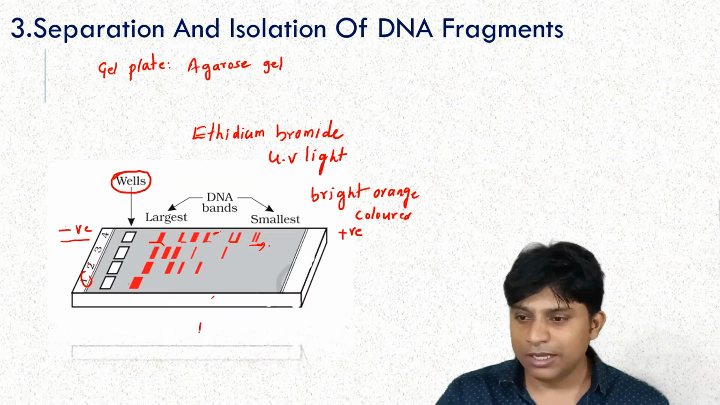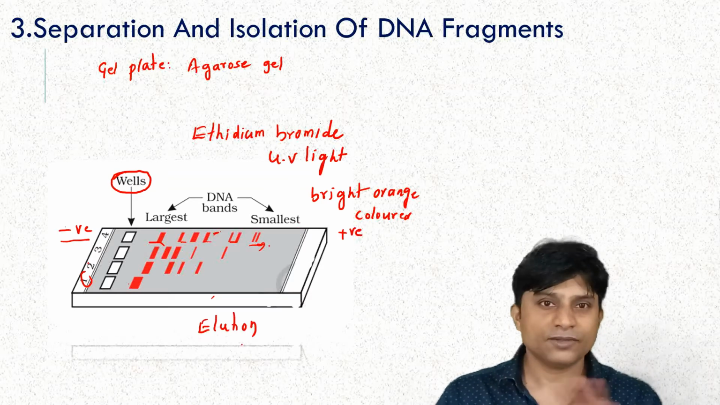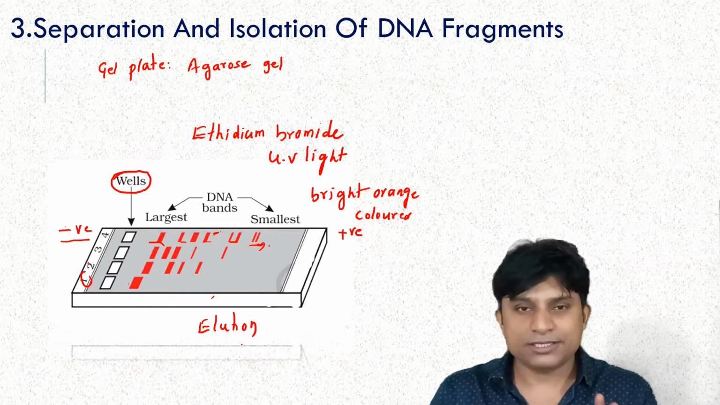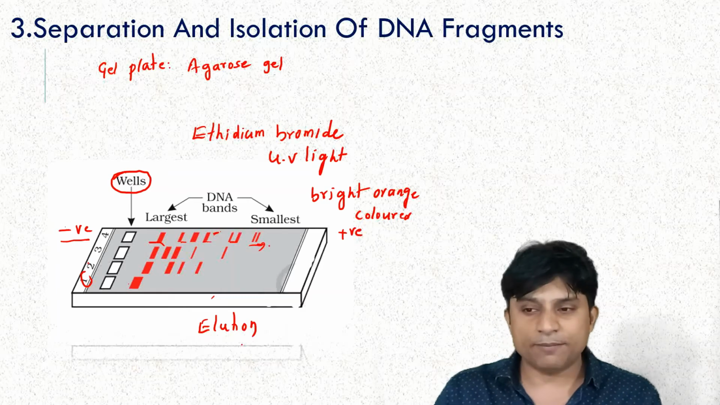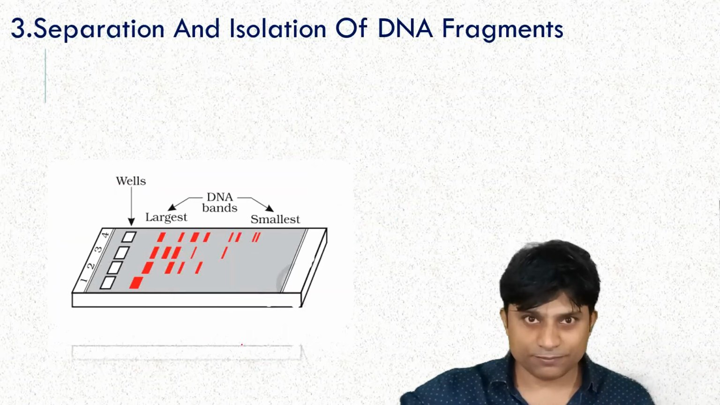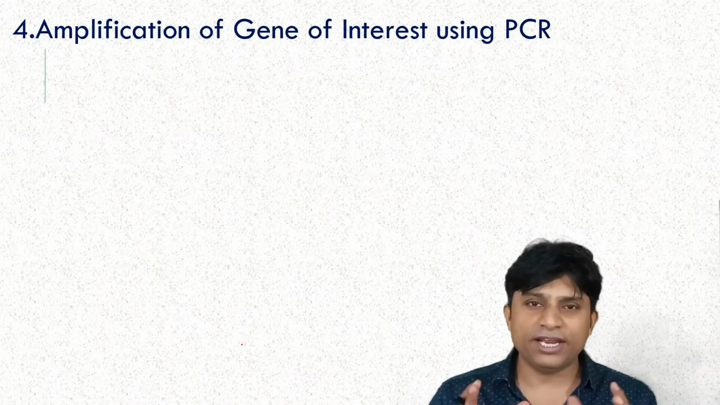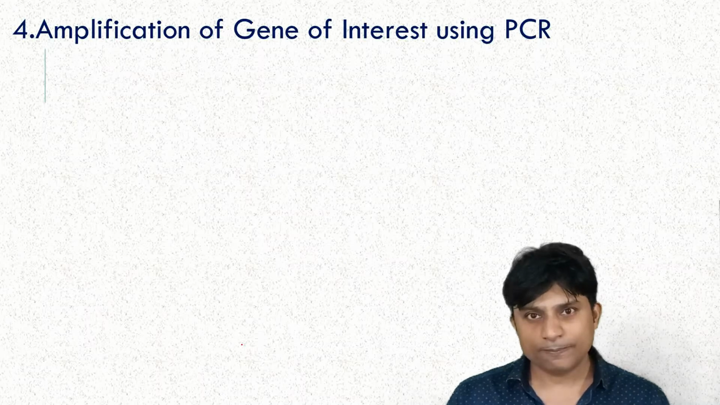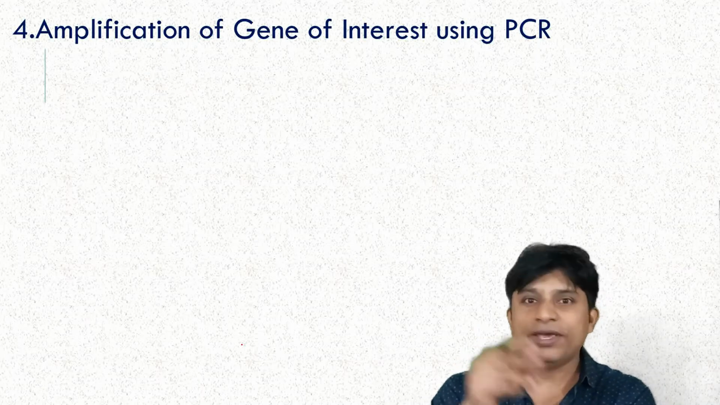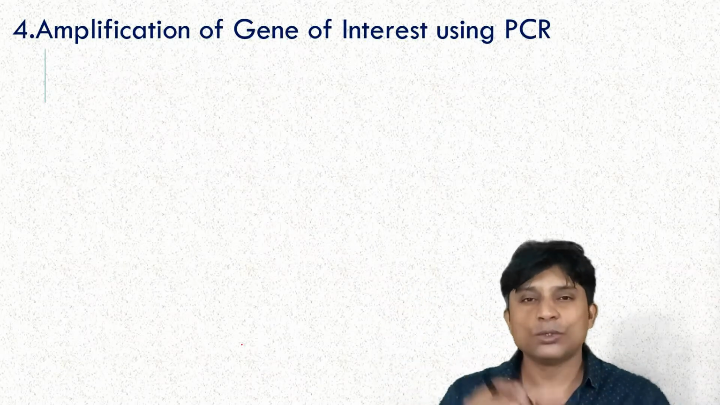And what is the process called? That process is called elution. So fine. Now we have separated our DNA fragments, and among these DNA fragments we have isolated our gene of interest. Next thing is, when we get our gene of interest, we get very few copies, because with a limited number of copies, we cannot continue the process. It's difficult to introduce into the host cells.